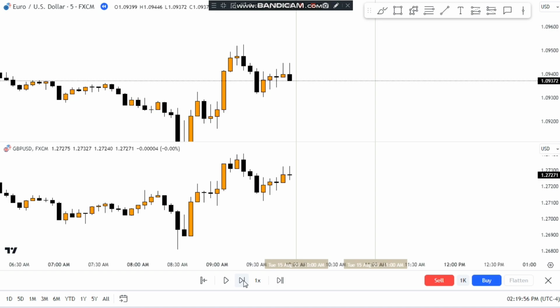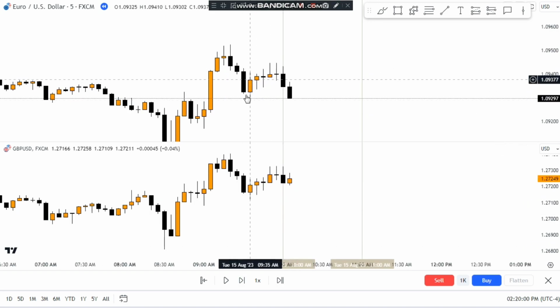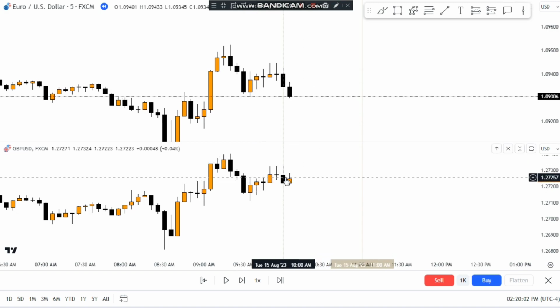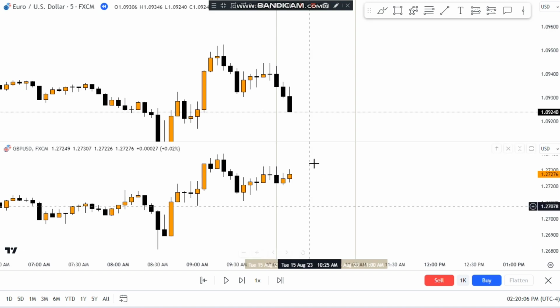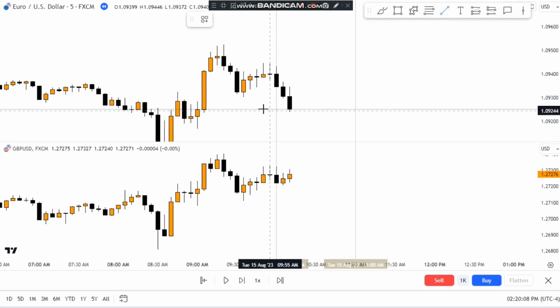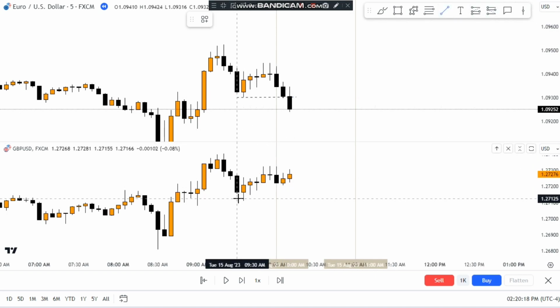So you can see the price was going down. Still there was no divergence. The price entered into this silver bullet window. Now you can see that this was the last low before the price entered here. And you can see that euro took these lows, and if you look at the GBP, it didn't.